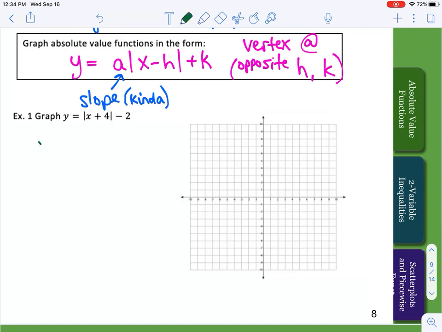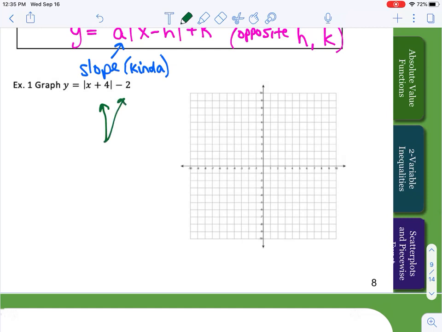Now, I will tell you, you could use an X, Y, T table, pick out random values for X, plug them in, solve for Y, and then plot it. You could do that. But if you know how a graph moves, we're going to do this like 5 times. If you know how a graph moves, you'll be able to move it without even plugging in and doing any math. So, for our vertex, we need these 2 numbers.